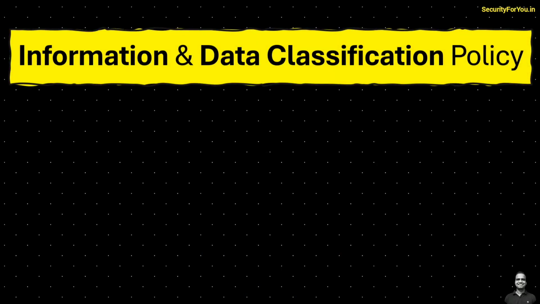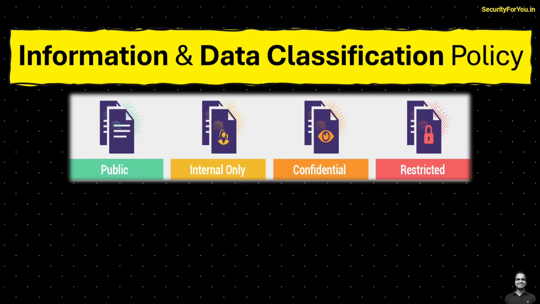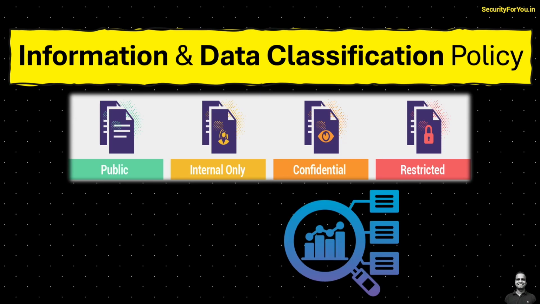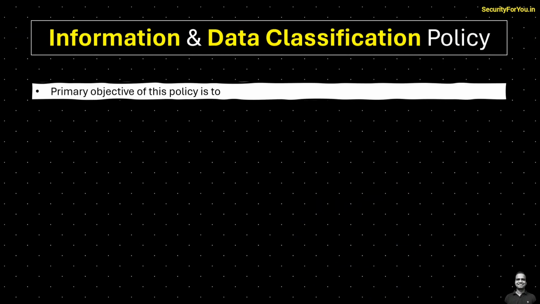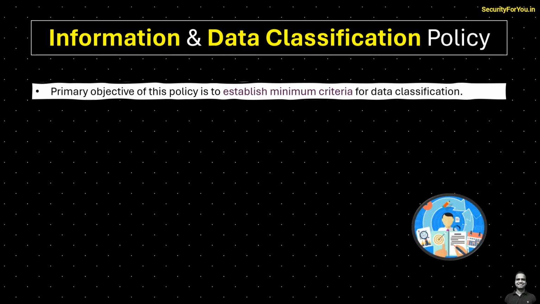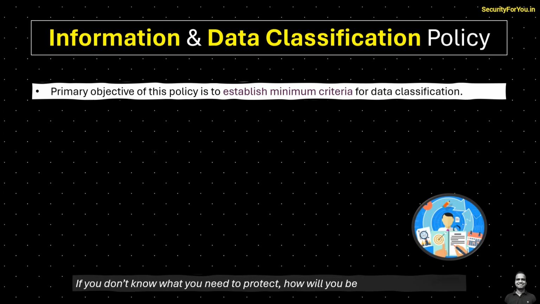So today we will discuss the information and data classification policy and why it is necessary for every organization to have this policy. The primary objective of this policy is to establish minimum criteria for data classification, and this policy is subject to annual review to ensure its relevance and effectiveness.